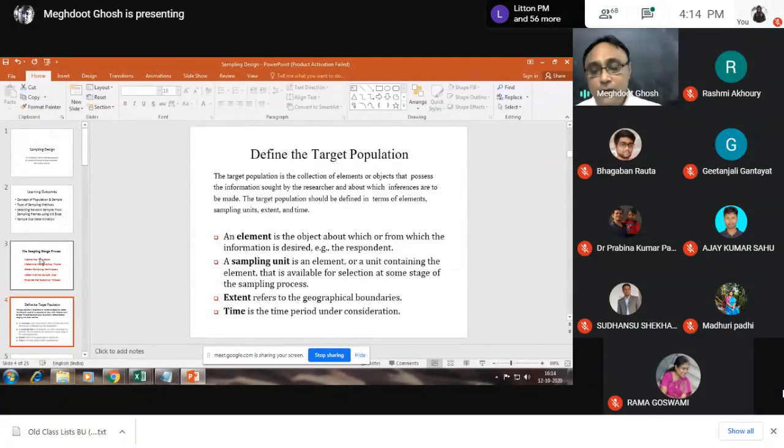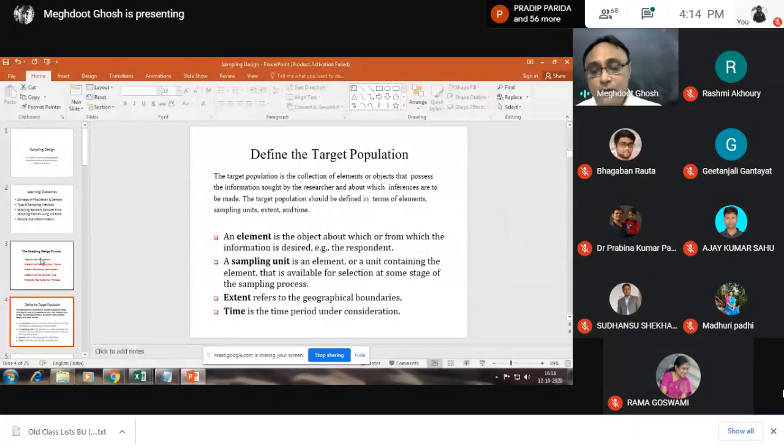So how is a target population defined? Target population is defined in terms of the element. What is the element? Element is the object about which or from which the information is desired. Here the element may be the respondent, the element may be something else as well. What is a sampling unit? The unit from the population which is available for selection. That is called the sampling unit.